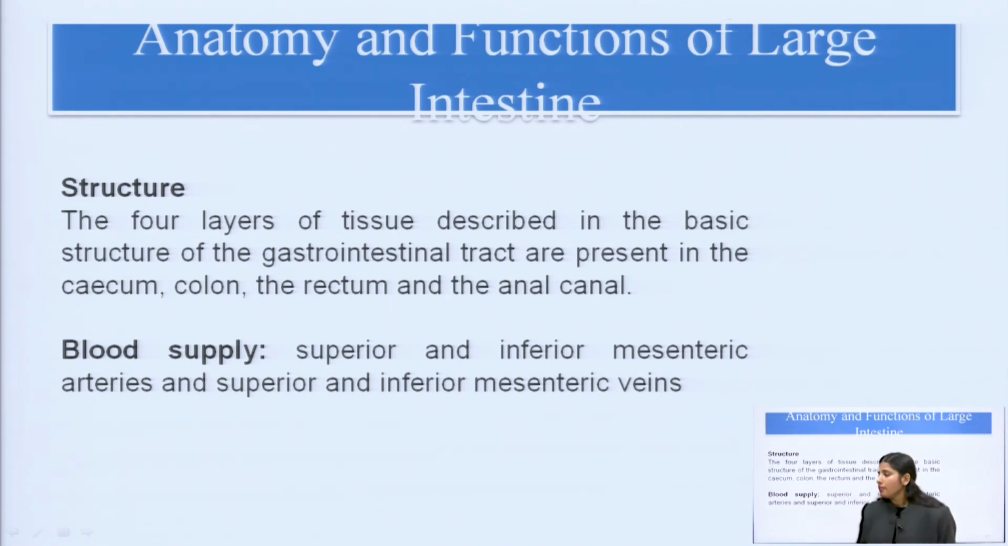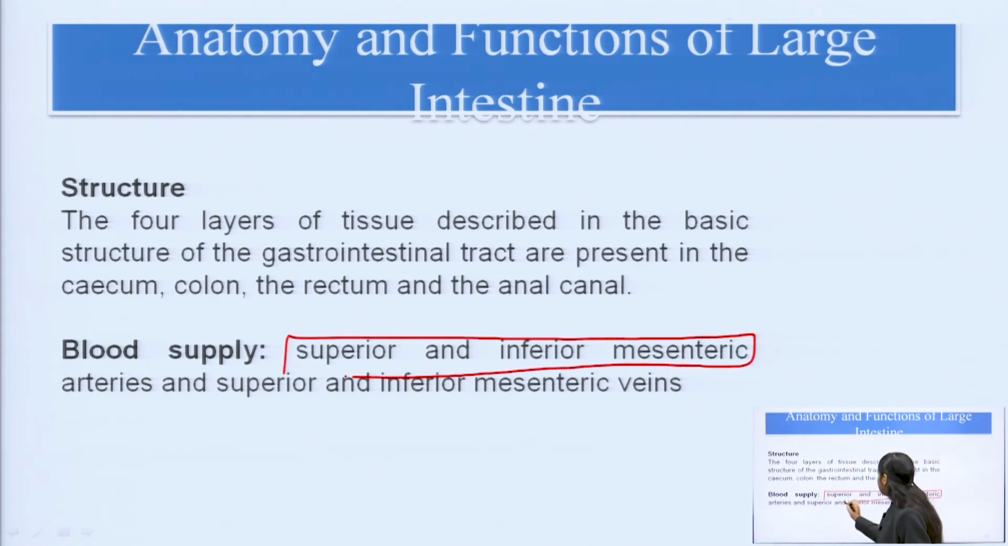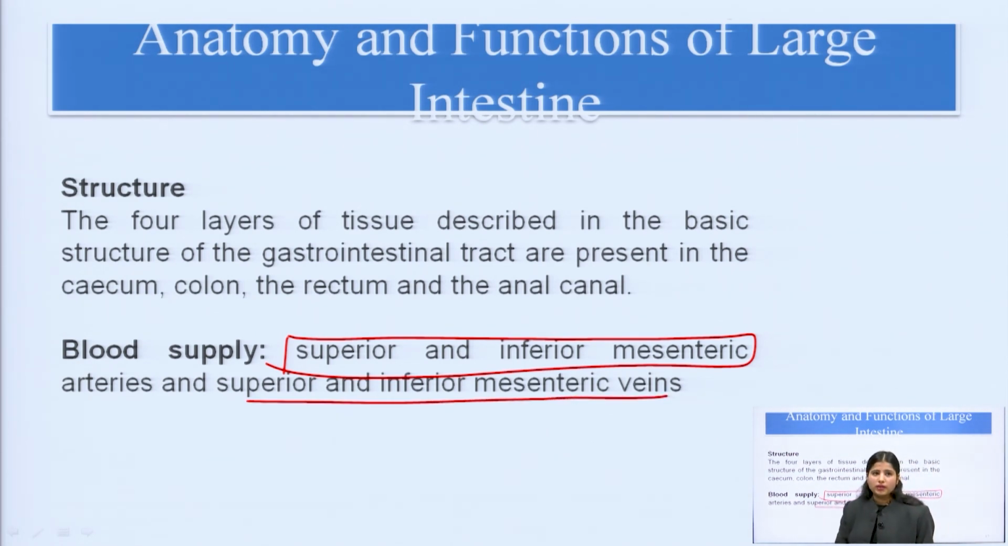Now coming to the blood supply. The blood supply is from the superior and inferior mesenteric arteries. We will also see these veins. There are the superior and inferior mesenteric veins, so both superior and inferior are involved here.